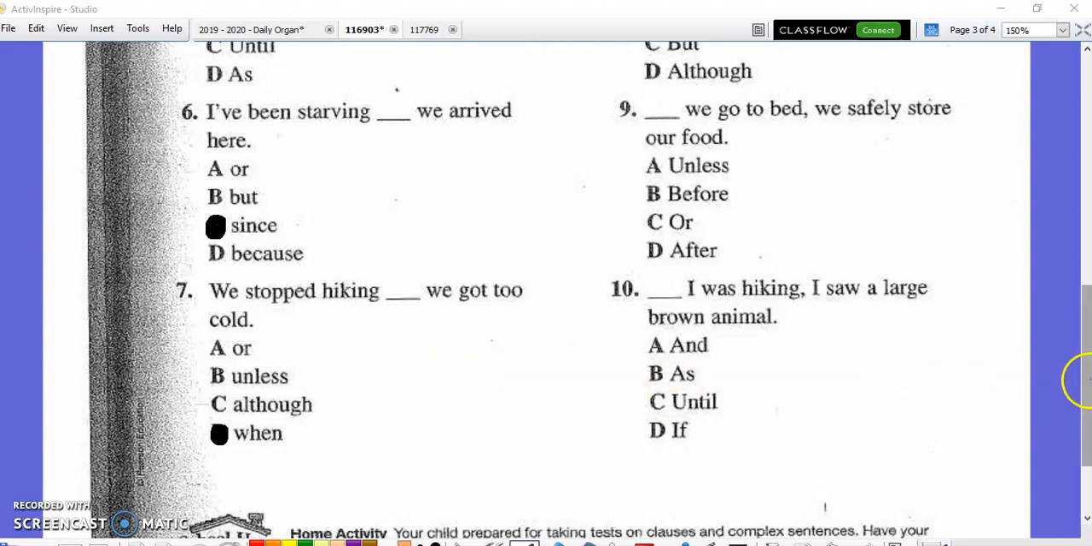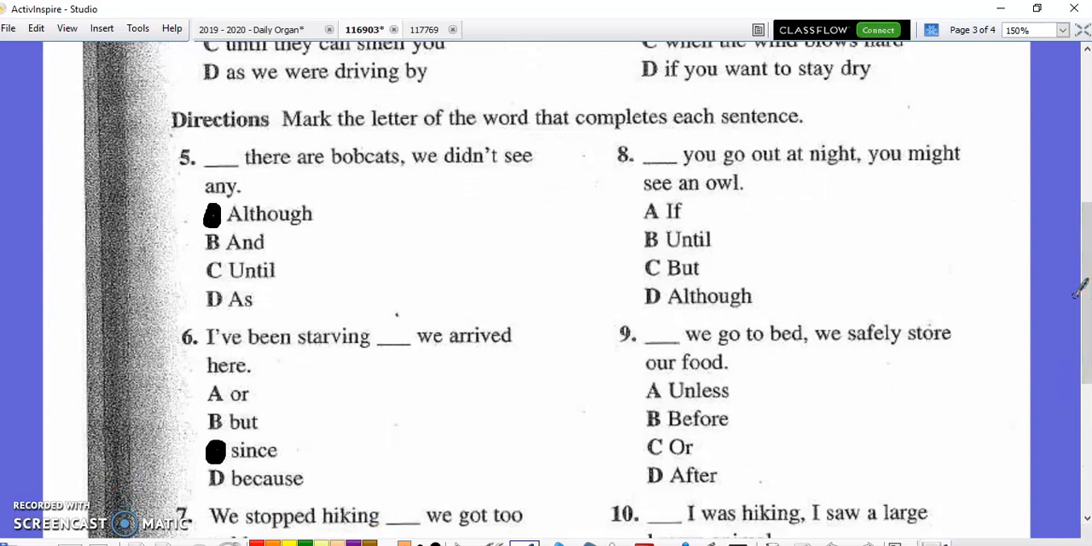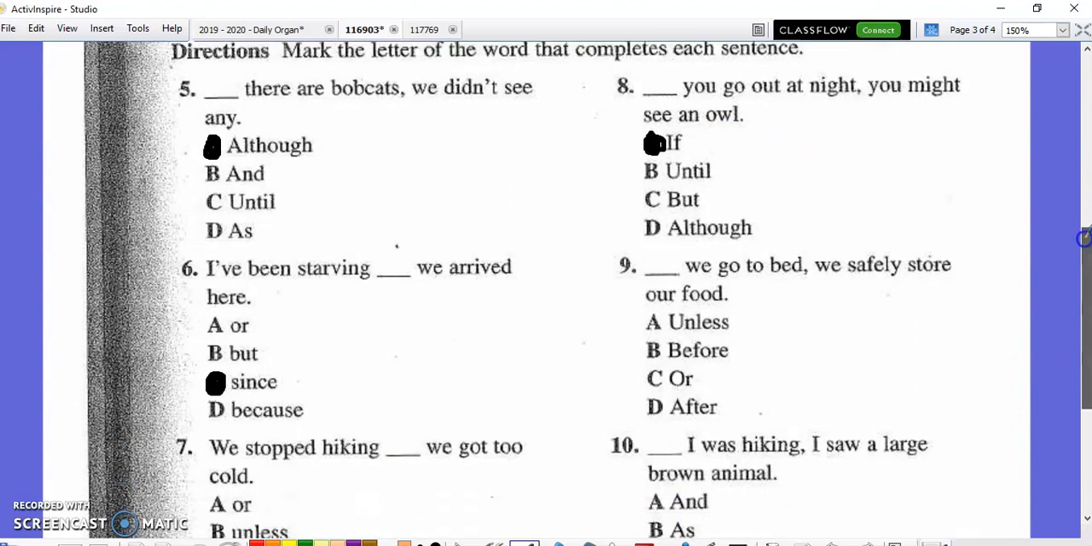Let's move back up to number 8. Blank, you go out at night, you might see an owl. Which is the best response to complete this sentence? A, if, B, until, C, but, or D, although. Pick your response now. The most appropriate response is A, the word if. If you go out at night, you might see an owl. When you combine the dependent clause with the independent clause, you've created a complex sentence.